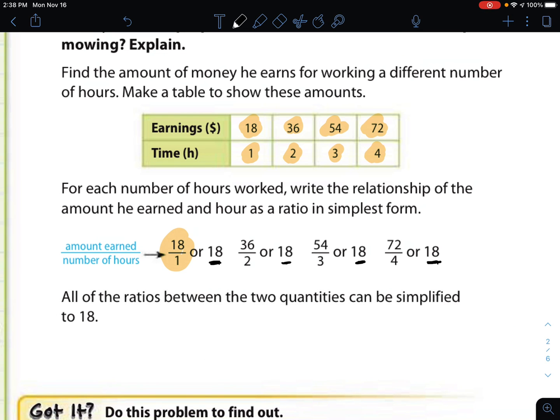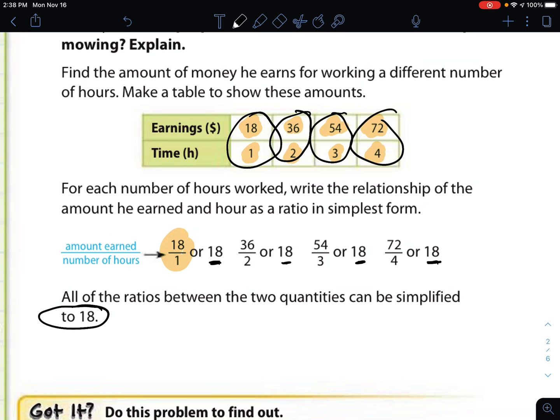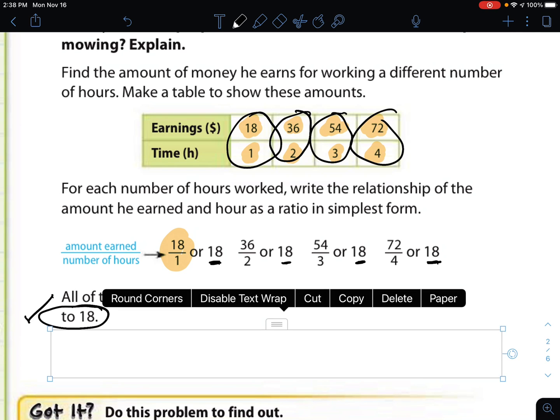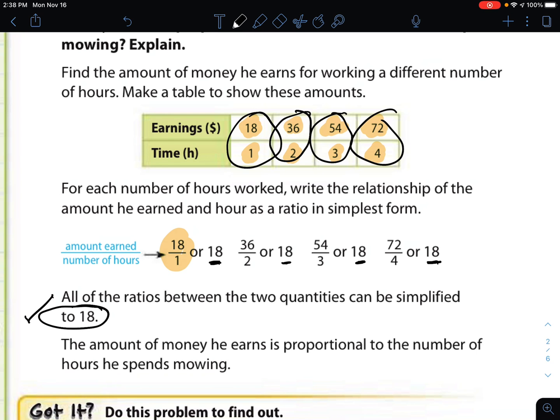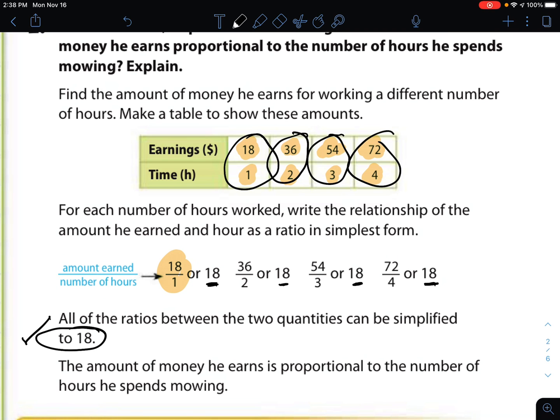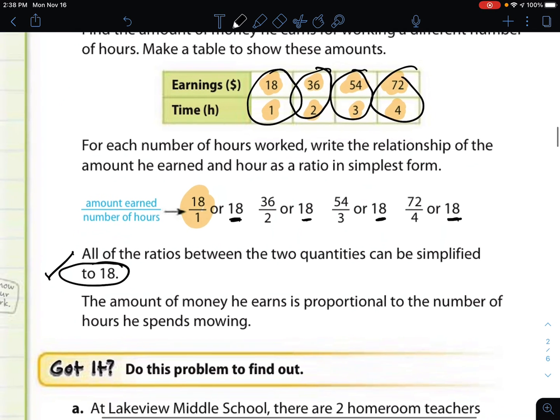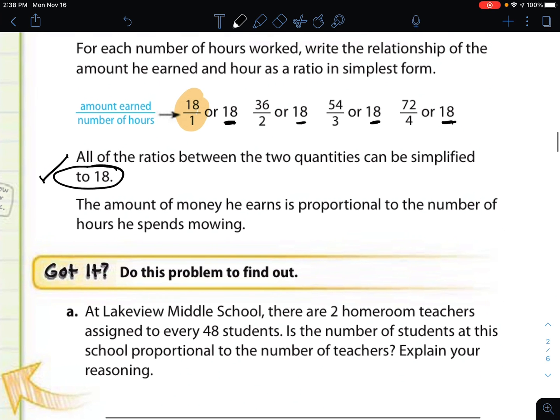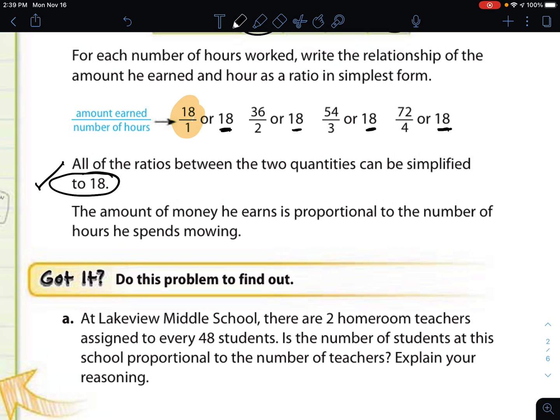All of these ratios between the two quantities can be simplified to 18. So if I simplify all these ratios, 36 over 2, 54 over 3, 72 over 4, even 18 over 1, I can simplify them all to be 18. So knowing that they have the same ratio according to our definition, the amount of money he earns is proportional to the number of hours he spends mowing. So do the got it problem and see if you understand that particular example.